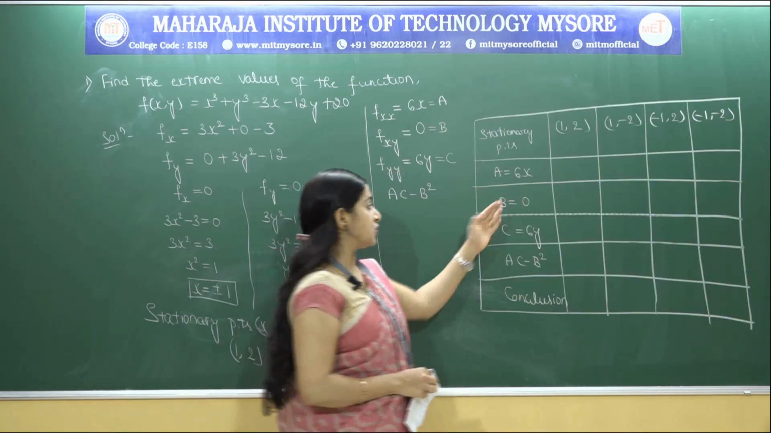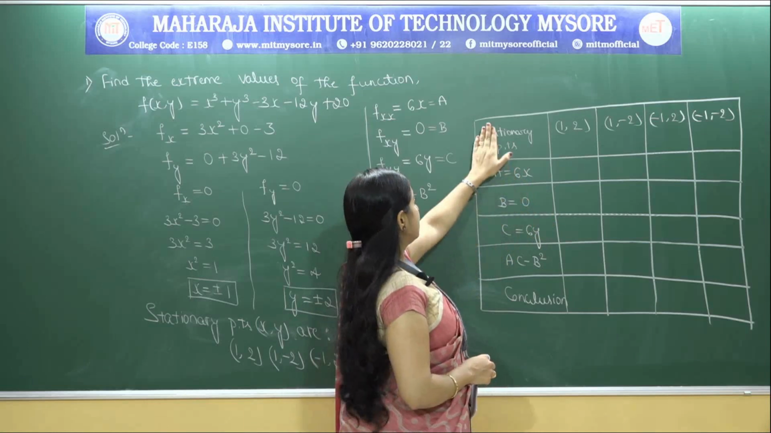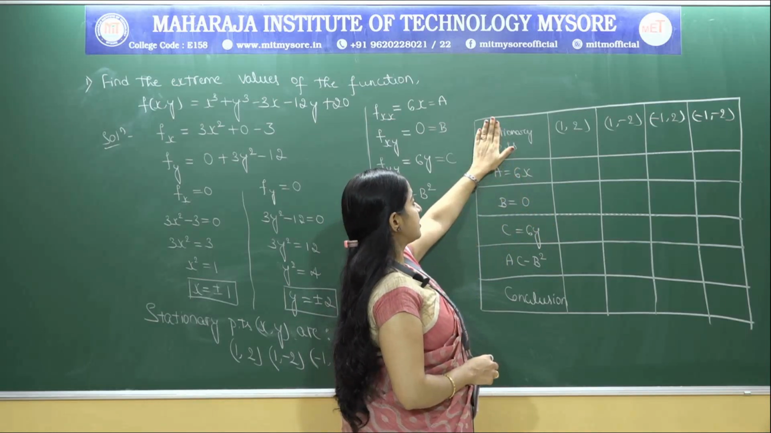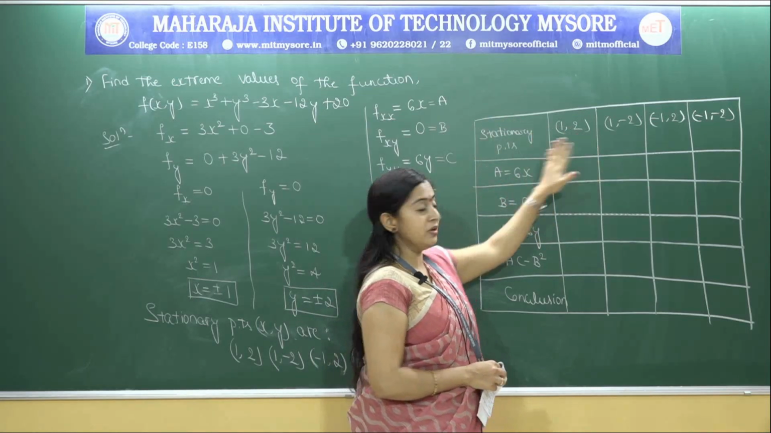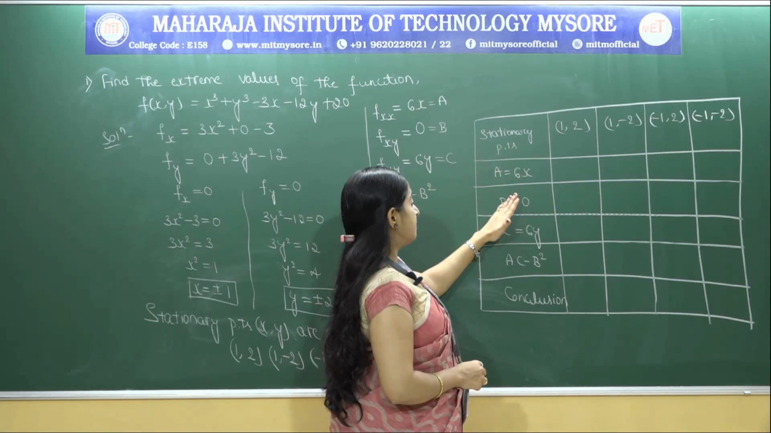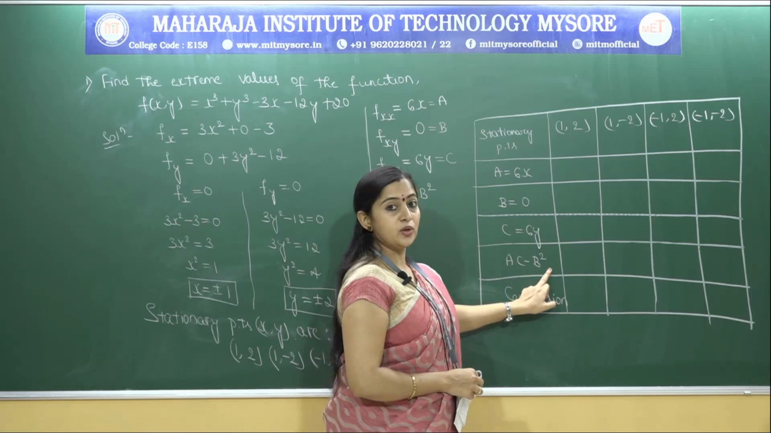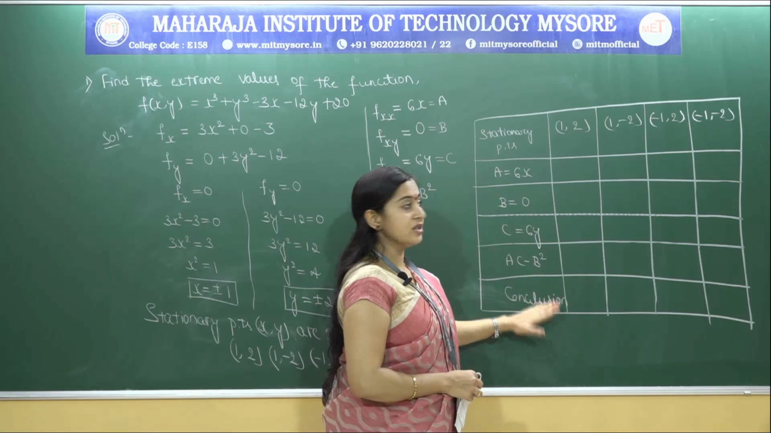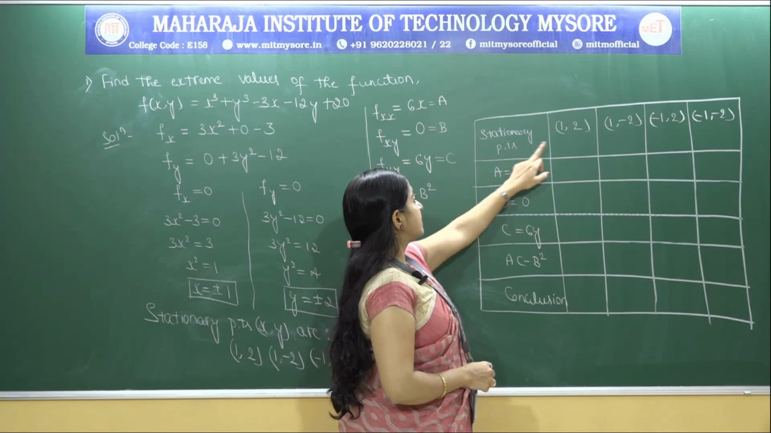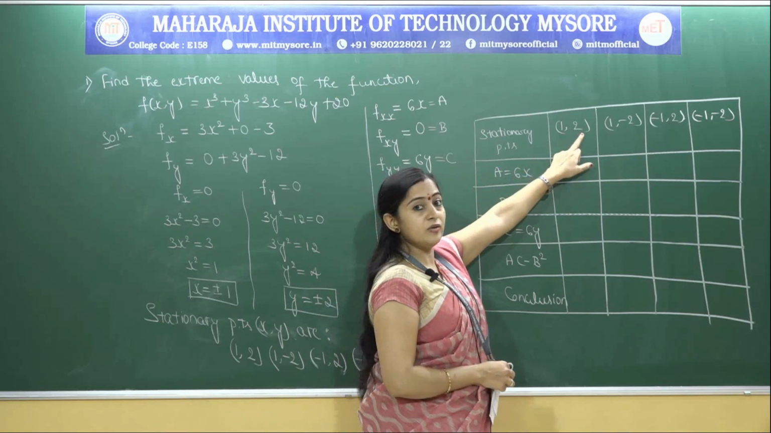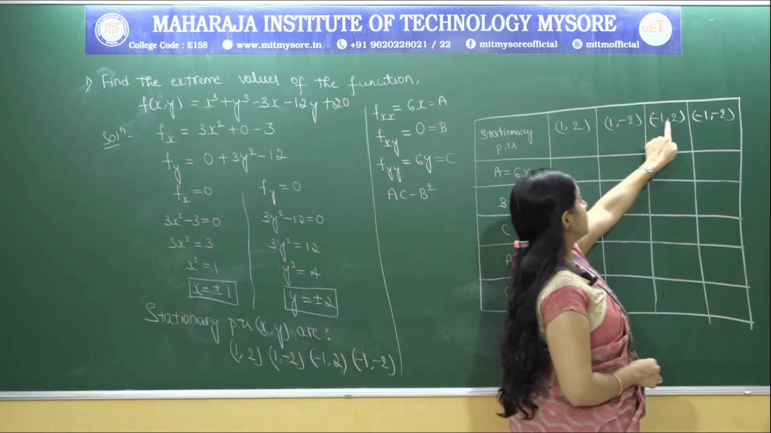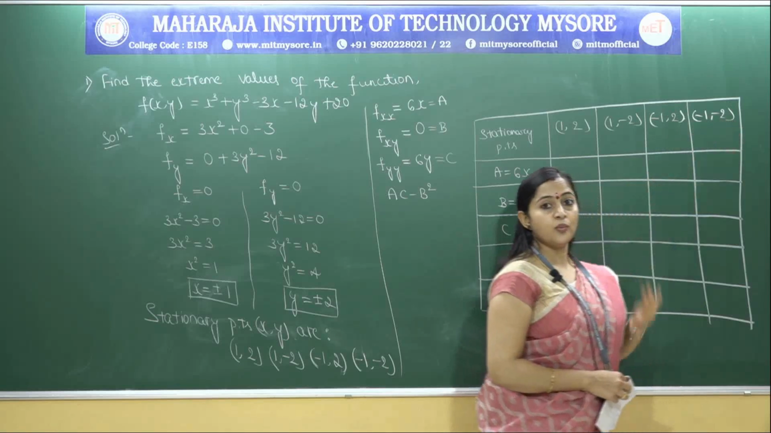For that, I considered this table. First I mentioned the stationary points. These are the stationary points. Then A is 6x, B is 0, C is 6y. Then AC minus B² you have to compute. Then you have to write the conclusion. So the first one, put x equals 1 and y equals 2, and so on for the x and y terms.